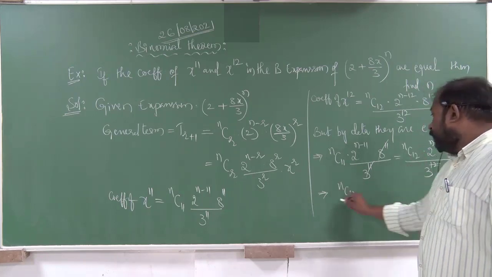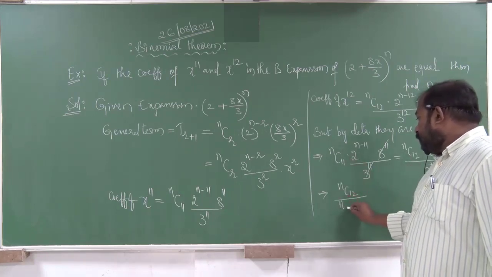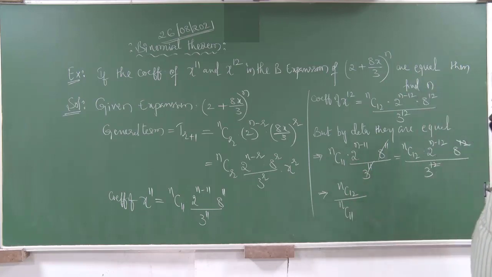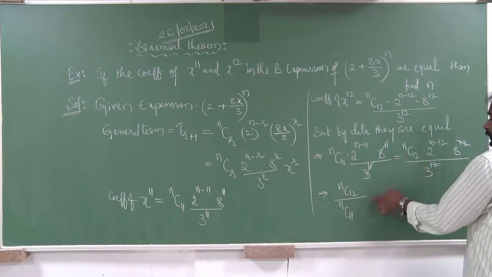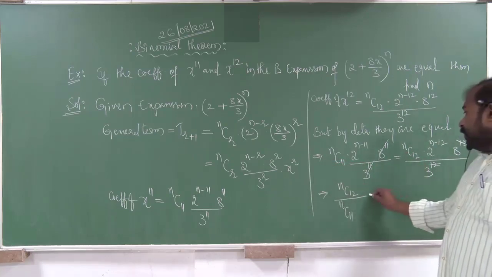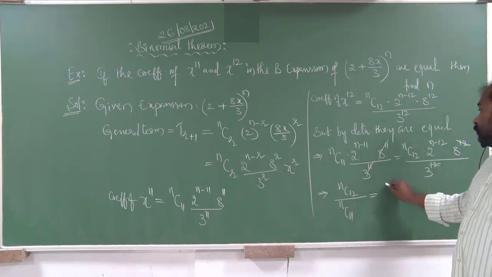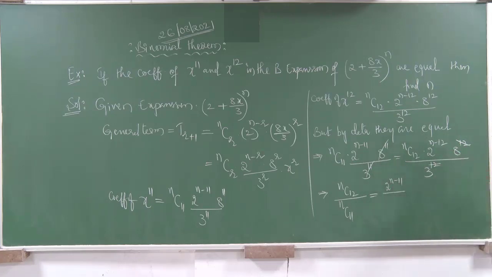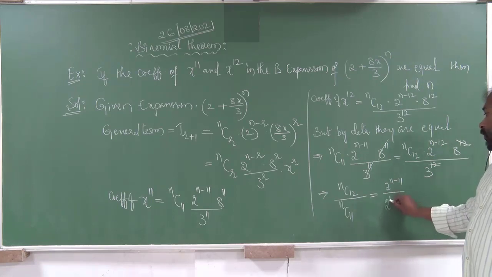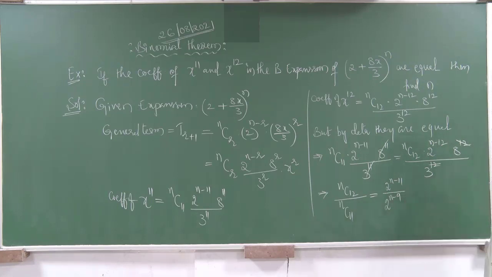nC12 by nC11. This is nC12 value. Bring this nC11 value this side. nC12 by nC11 equal to what can I get as the value? 2 power n minus 11 by this whole value. What is this whole value? 2 cube you will get now. So n minus 12 plus 3. n minus 12 plus 3 means what you can get? 2 power n minus 9 I can get.